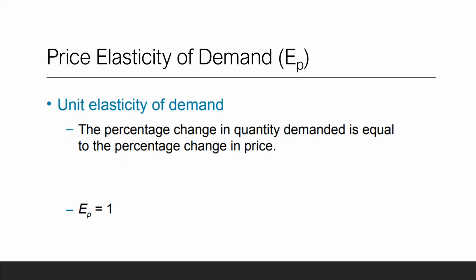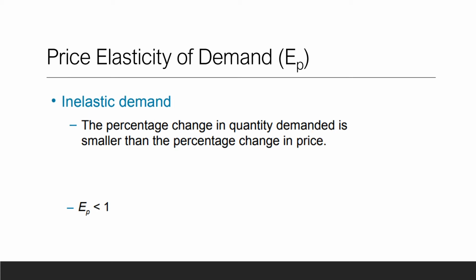A unitary or unit elasticity of demand is when the price elasticity of demand is equal to 1. So the percentage change in quantity demanded is equal to the percentage change in price. Price elasticity of demand is called inelastic when the percentage change in price is greater than the percentage change in quantity demanded. So it's inelastic if the elasticity of demand is less than 1.